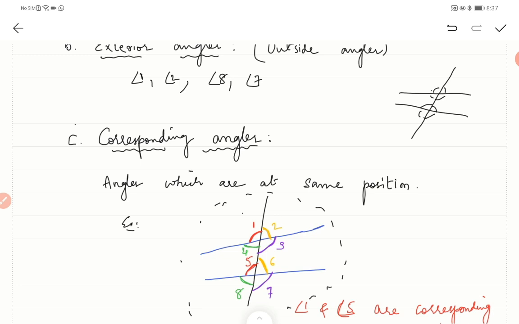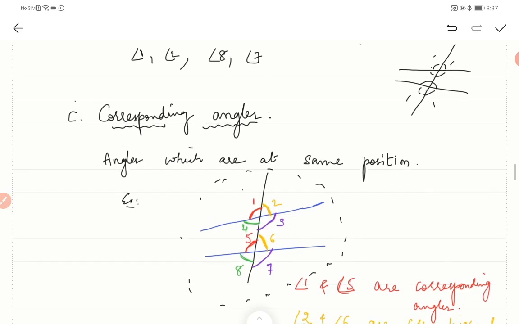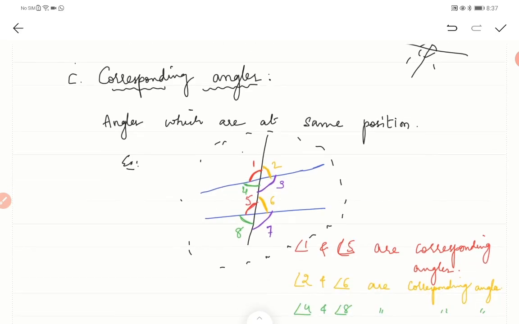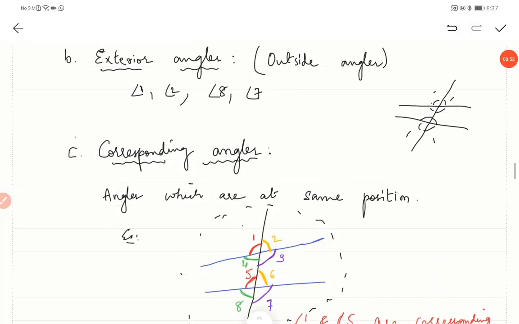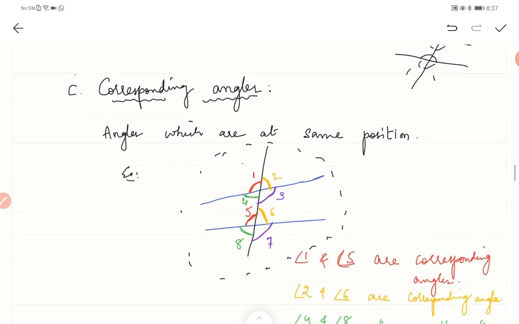Interior means inside angles, exterior means outside angles. Now we are going to study the next angle, corresponding angles. I think after this we can stop for today. After corresponding angles, the rest of the angles of the transversal line we will study in the next video. Okay, so what are corresponding angles?